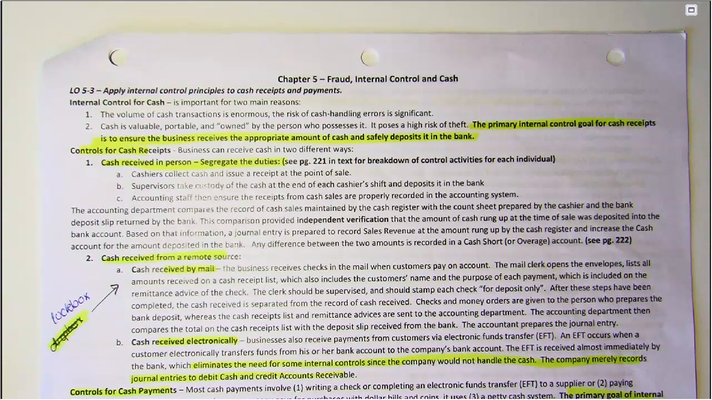Hi, welcome to the second mini lecture on Chapter 5, and this is going to be covering Learning Outcome 5-3, which is applying internal control principles to cash receipts and cash payments.